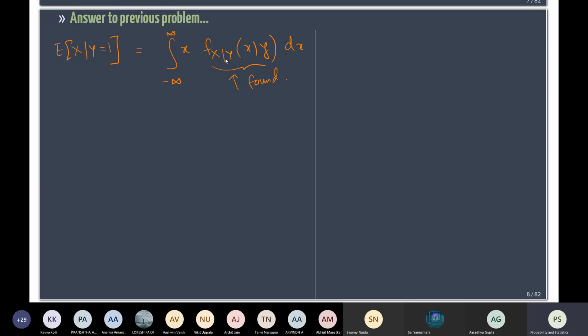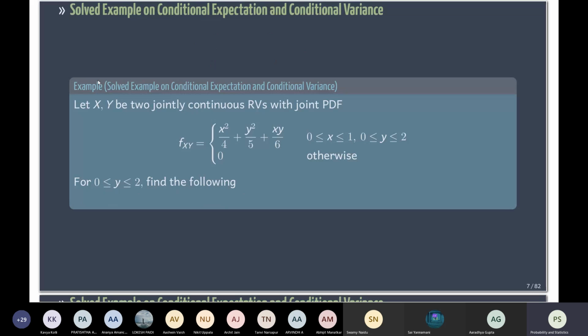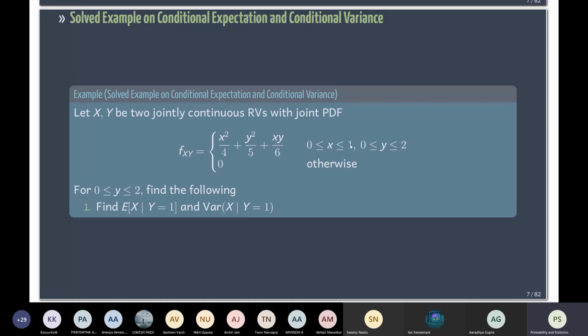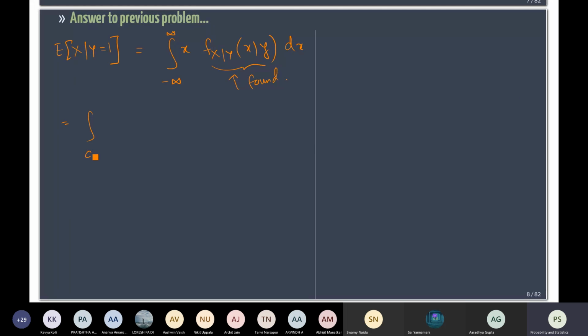Okay, so this is already found, so you can just substitute these values. The only thing is, you can check the range of x is 0 to 1. So you can modify this range to now 0 to 1, and then f(x given y) dx. So you just need to now integrate this. And one more thing is, since y is given to be 1, you have to make sure that it is evaluated at y equals 1.